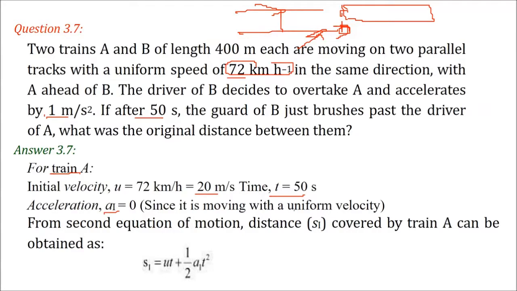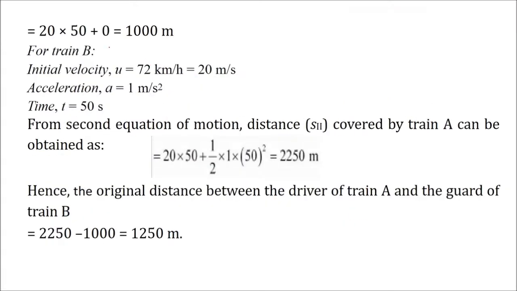Okay. So we'll use the second equation of motion. We'll use S1 equal to ut plus half A1 t square. A1 is 0. So just multiply 50 with 20, you get 1000 meters. So in this time of 50 seconds, the train A has moved 1 kilometer.